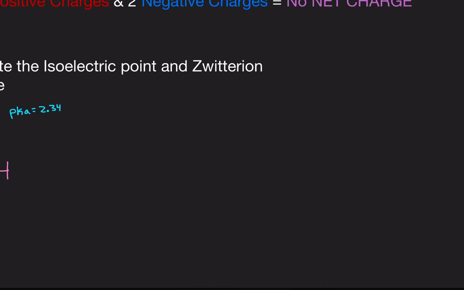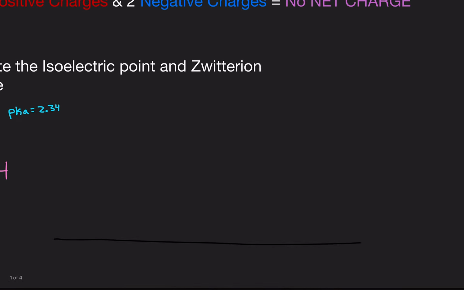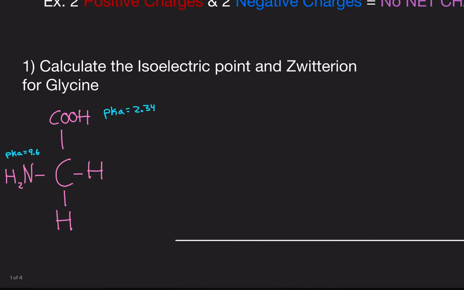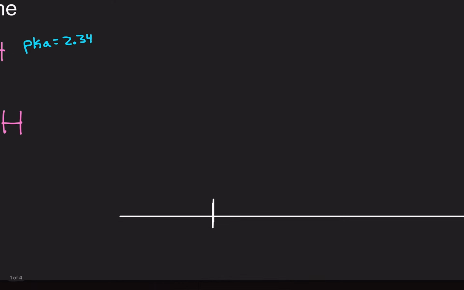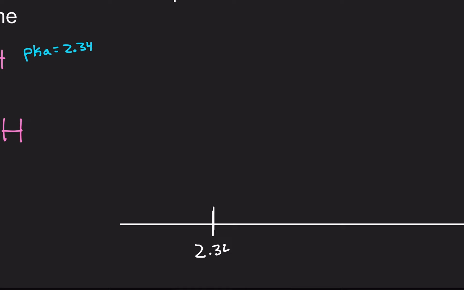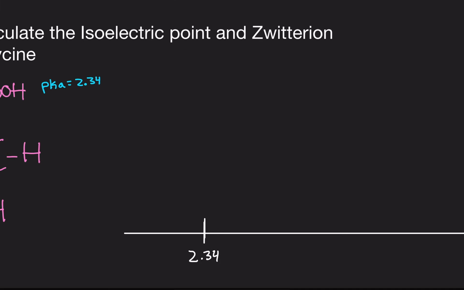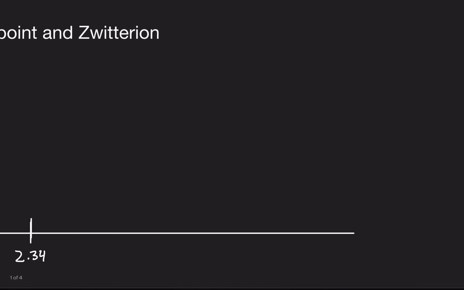So the first thing you're going to do is draw a line. And on this line, you're going to label the pKa values from lowest to highest. So let's do that. If this is the lowest part of the line, we'll say this is 2.34, as stated on the molecule right here. This was given to you right there. And on the other end of the line, we have 9.6.